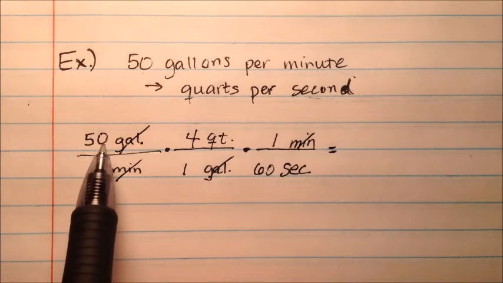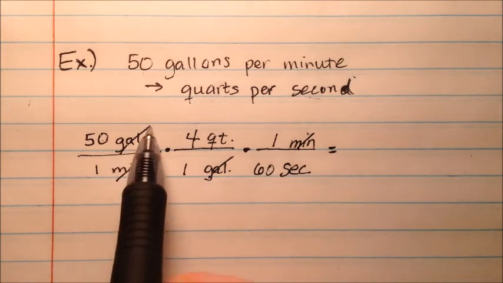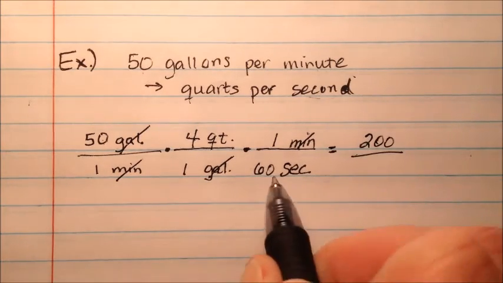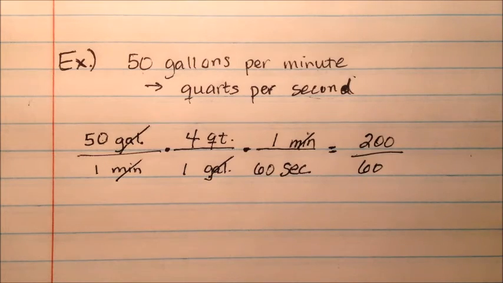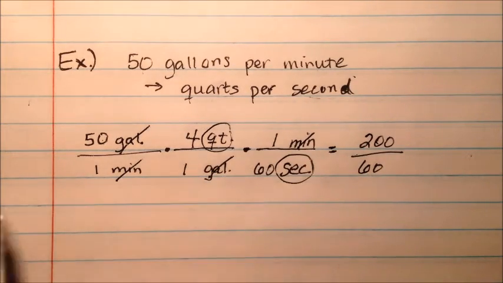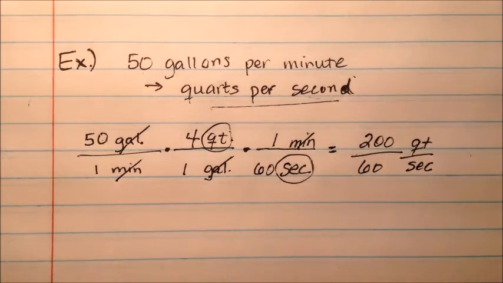When I take this, 50 gallons times 4, or no, gallons are gone, 50 times 4 will be 200 over my number 60, and my units that are left over are quarts and seconds, which is where I was headed, right? Quarts per second. So I could say quarts over seconds.